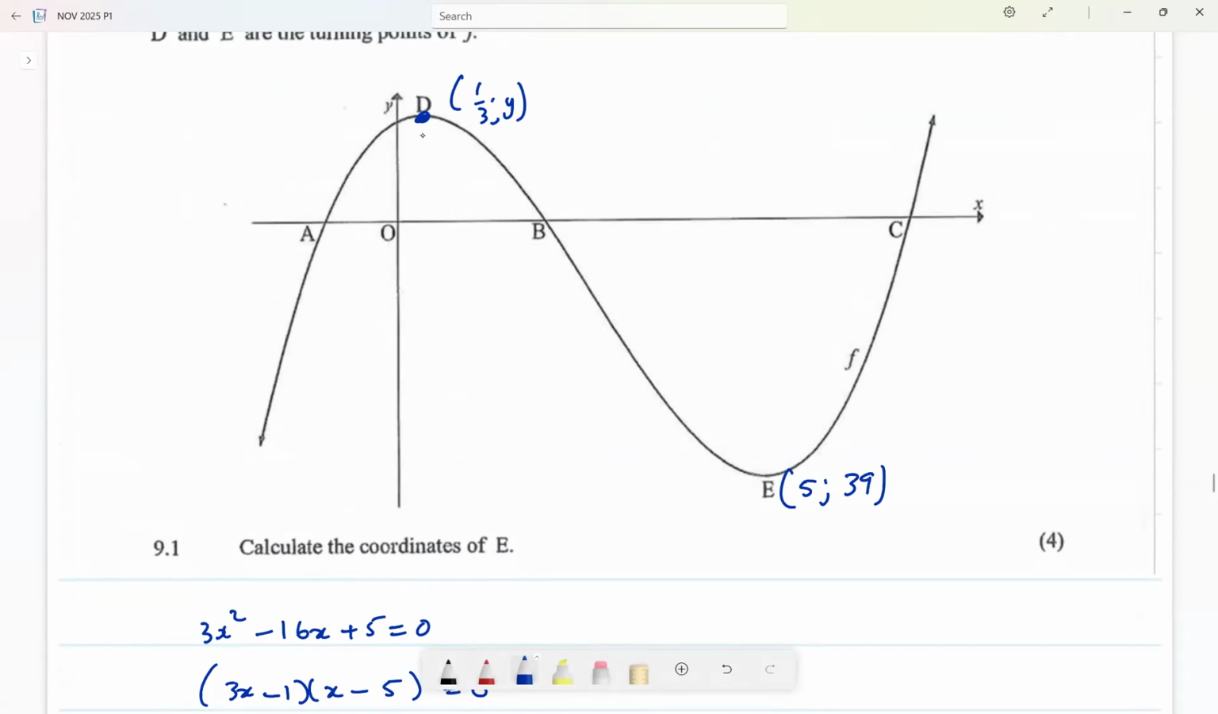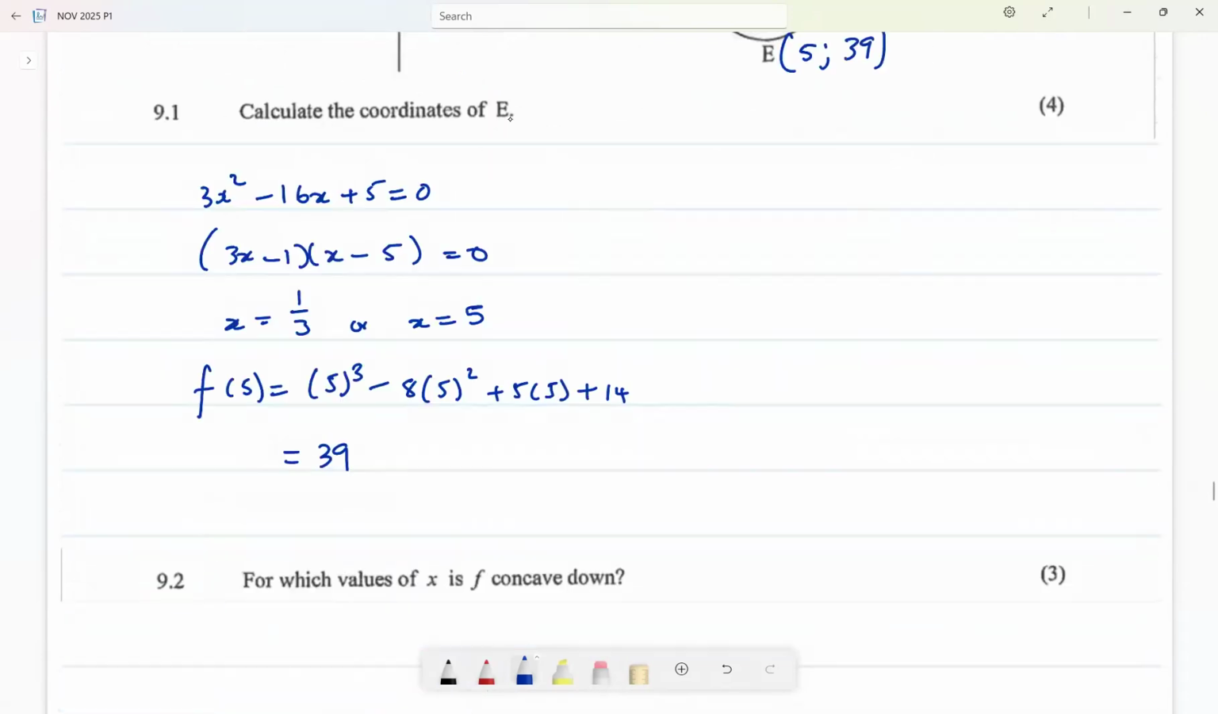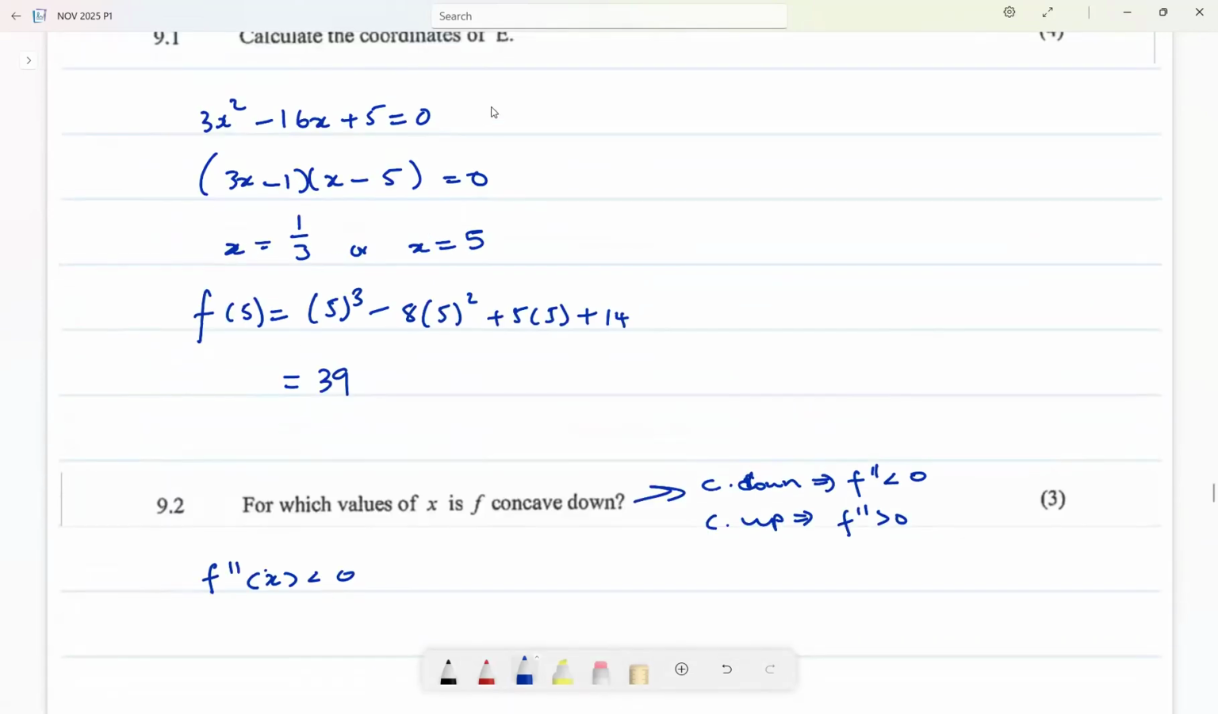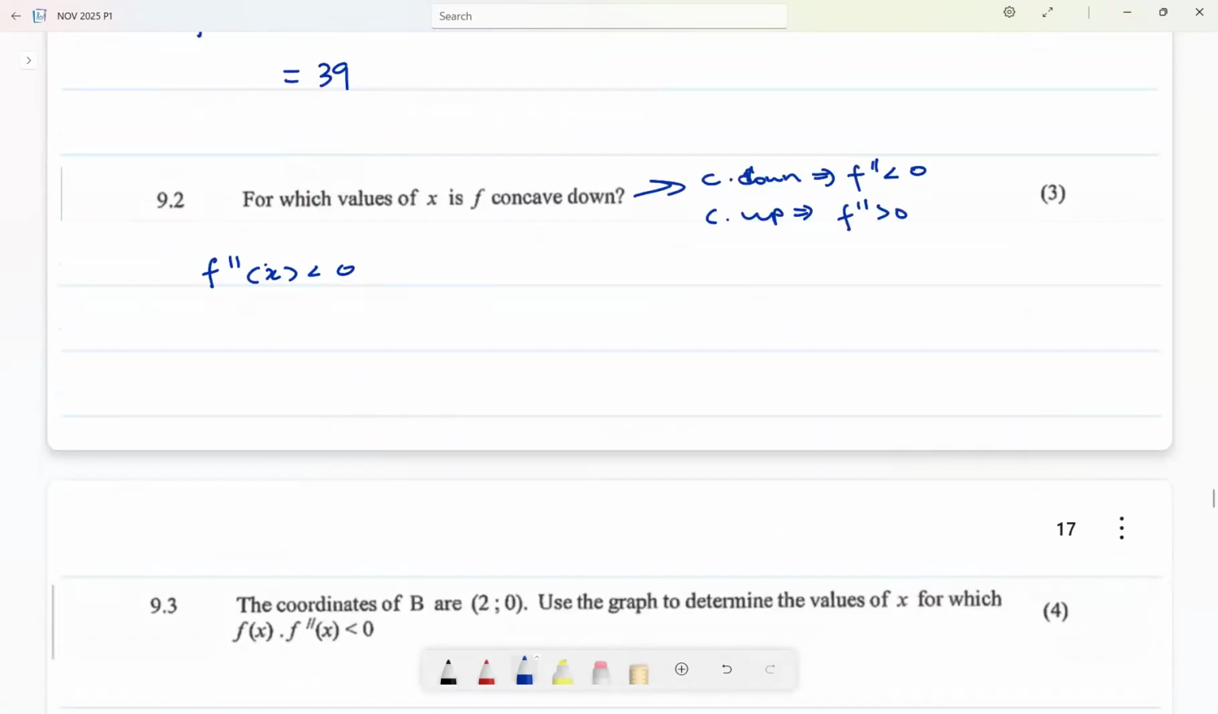Sorry. If I wanted the coordinate of D, it wouldn't have been that difficult because I just substitute 1/3. For which values of x is f concave down? For concave down, the second derivative is less than 0. For concave up, the second derivative is greater than 0. So now let's set our second derivative to be less than 0. What is my second derivative? I already know my first derivative is 3x² − 16x + 5. So my second derivative is going to be just 6x − 16.